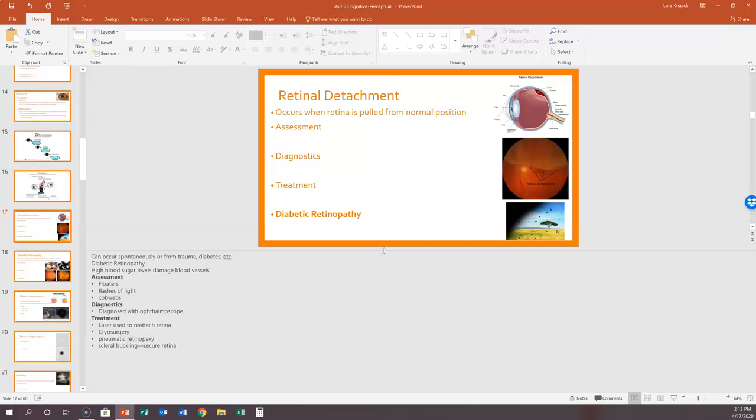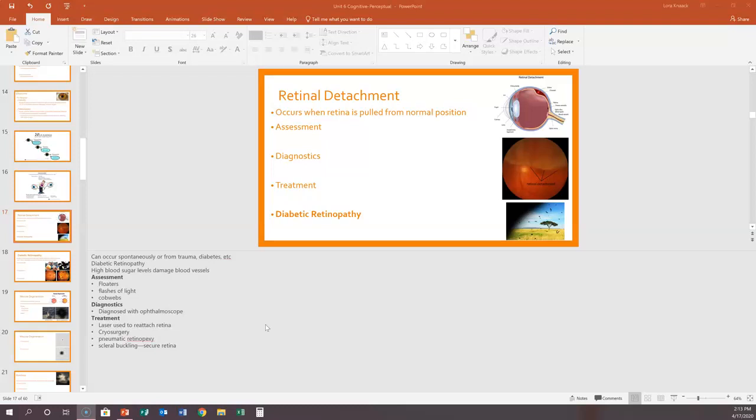Assessment. So people tend to see floaters in their eyes, may have flashes of light even with their eyes closed, see cobwebs. Another one that I don't have written down here is some people will say it looks like there's a curtain covering part of their vision in one eye. That is sometimes an assessment finding.